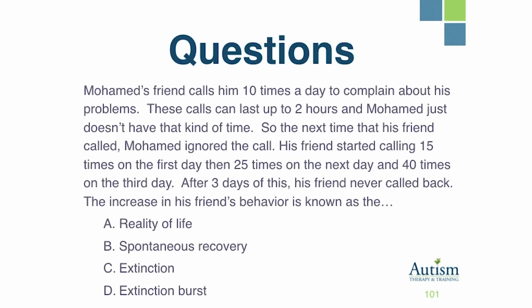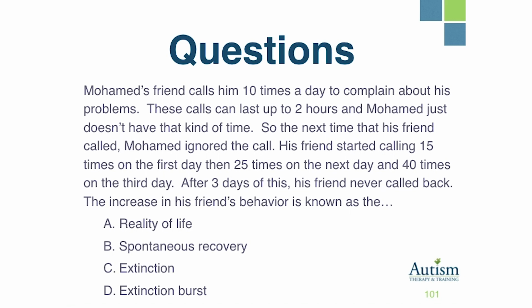Muhammad's friend calls him 10 times a day to complain about his problems. These calls can last up to 2 hours, and Muhammad just doesn't have that kind of time. So the next time his friend called, Muhammad ignored the call. His friend started calling 15 times on the first day, then 25 times on the next day, and 40 times on the third day. After 3 days of this, his friend never called back.